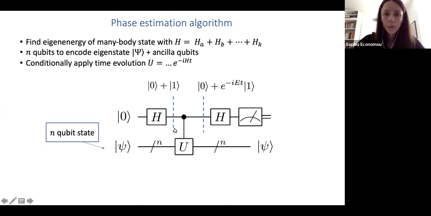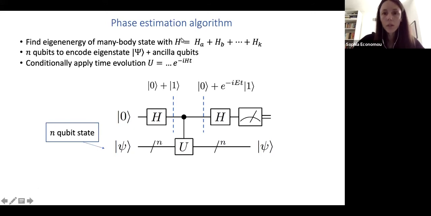You put the ancilla in a superposition of 0 and 1, and then you do this conditional U, which is just this exponentiated Hamiltonian. And then, of course, this phase is kicked back onto the ancilla. So by making measurements on the ancilla, I can deduce this energy E. And I can repeat this in different ways so that I can get all the important decimal points of E. There's many variations. I'm not going to go into the details of phase estimation.